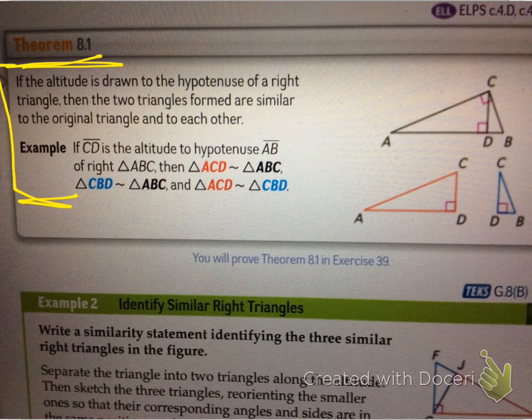Alright, so here's a theorem, and this is where we get into the real meat of this. Let's talk about similarity. If the altitude is drawn to the hypotenuse, so if you draw from the right angle to the hypotenuse a line that makes a 90-degree angle, then the two triangles formed are similar to the original one and to each other. In other words, there's a proportionality to all of these. You can see how this is drawn and the wording there. Let me give you an example.